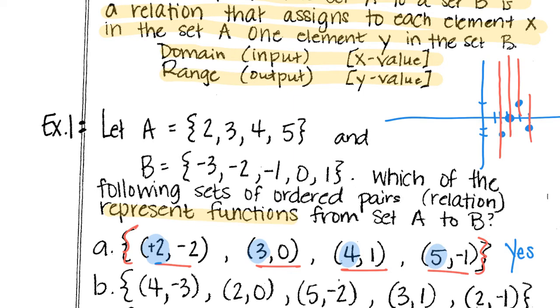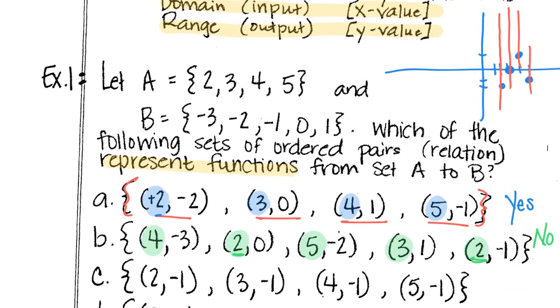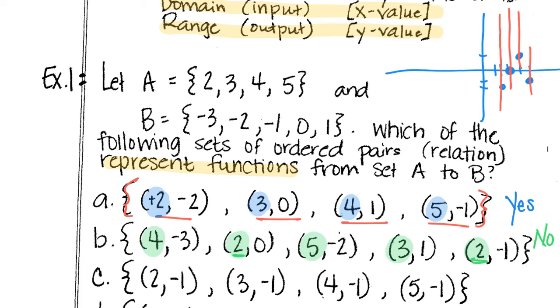Really, all I need to look at are my x's. I have a 4, a 2, a 5, a 3, and a 2. Well, since we have two 2's, this is not a function. Moving on to the next one, let's see what we have.